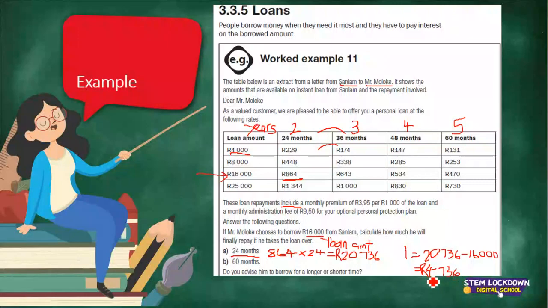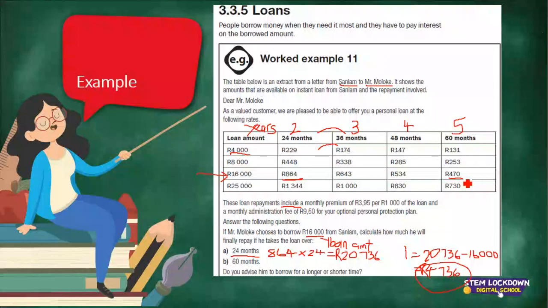Okay, for the second one. Now let's say he decides that 864 is very steep. And then he decides to pay this amount over 60 months. Because the term is longer, the premium reduces. Now every month he'll be paying that amount of money. How much money will he pay after 5 years, which is 60 months? How much money in total will we pay after 60 months?